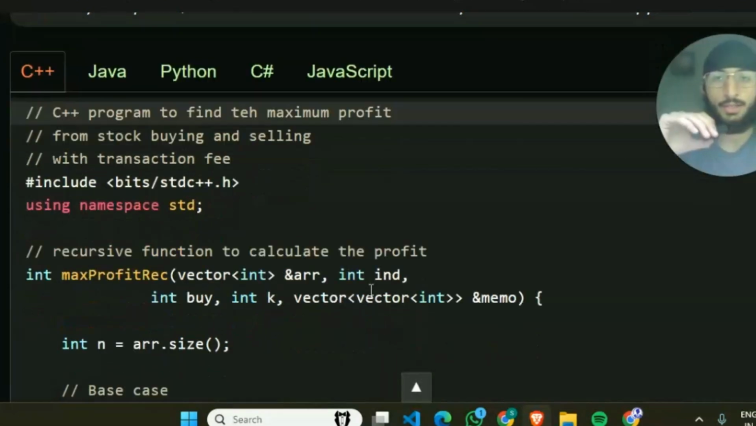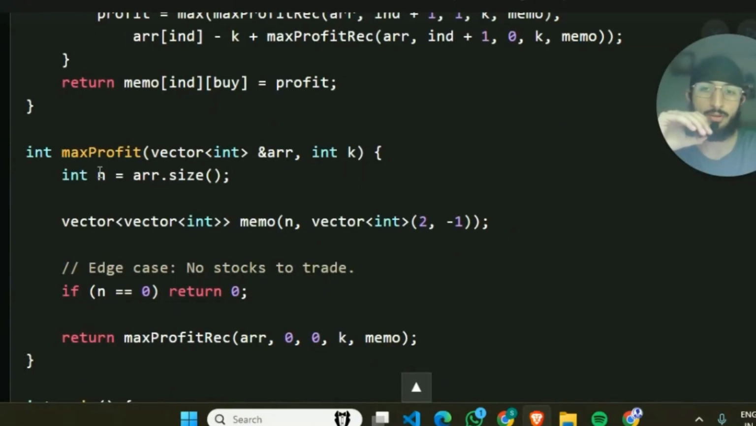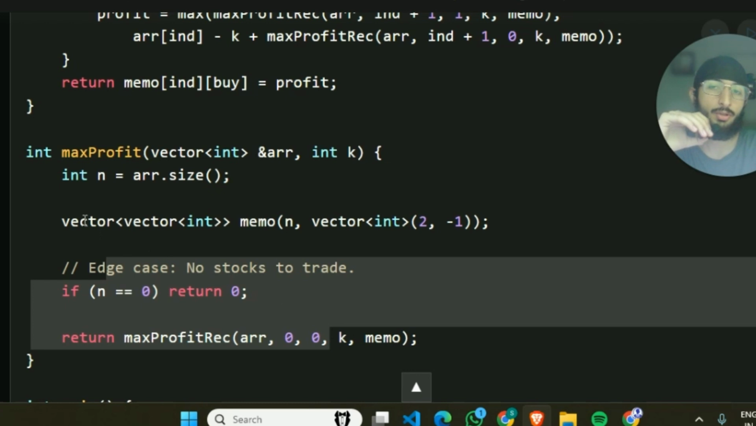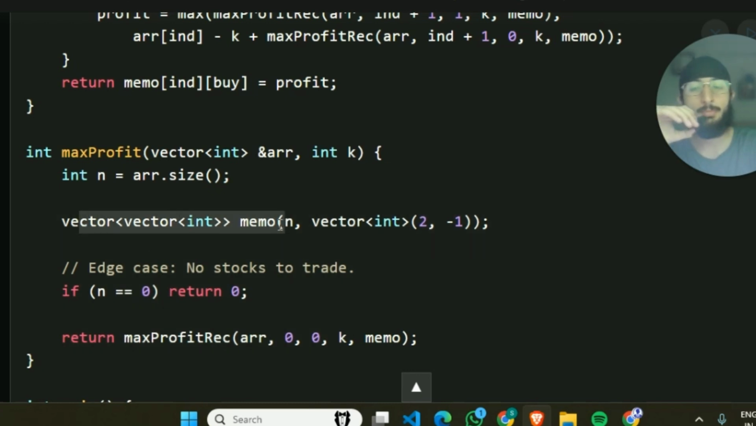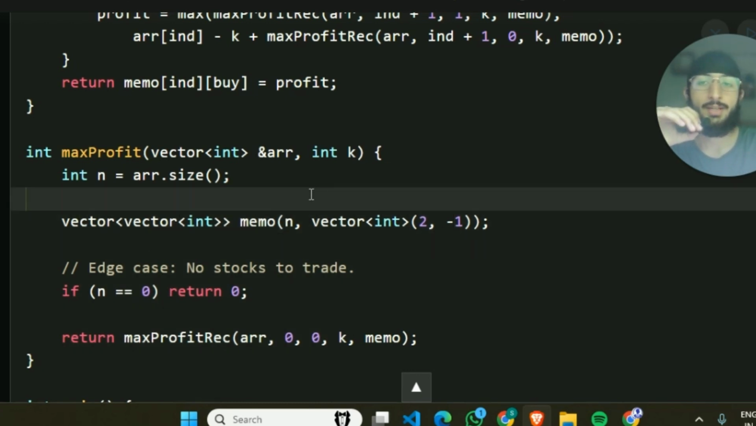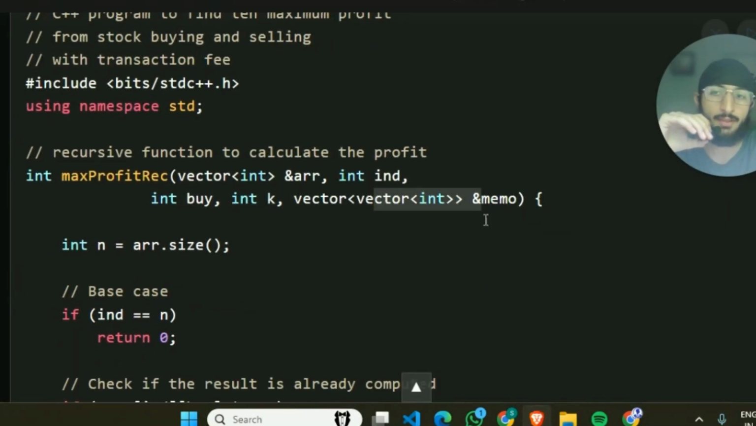So that is the main explanation for this. Now let us go through the function. What we're going to do, everything remains the same. We're just going to declare a 2D DP or a memo vector, right? So we have declared that, and we pass it here as well in the function.